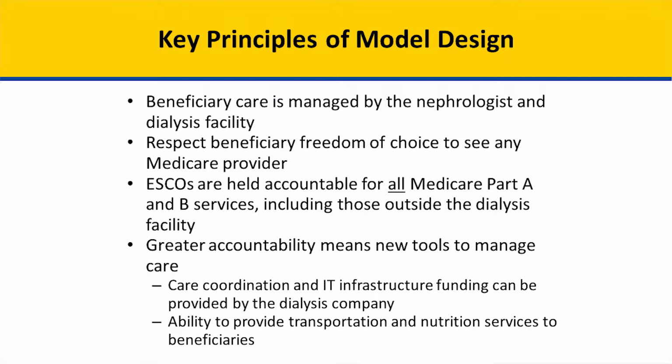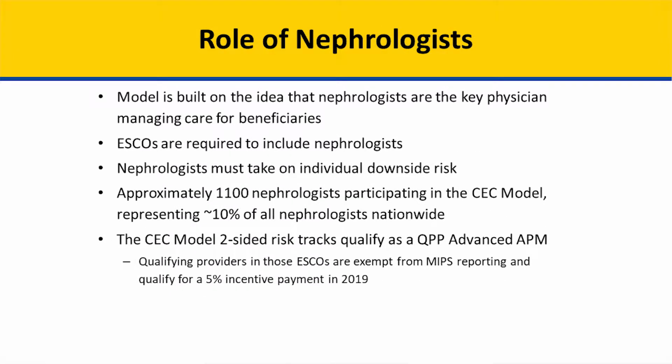Another big principle is that ESCOs are held accountable for all Medicare Part A and B costs, including those outside the dialysis facility. But with that greater accountability for the cost and quality of care, they get some new tools to manage care. Some waivers of the Stark and anti-kickback rules allow the dialysis company to fund greater care coordination and IT infrastructure, as well as the ability to provide greater transportation and nutritional services to beneficiaries. The model is based on the idea that nephrologists are the key physicians managing the care for beneficiaries. So ESCOs are required to include nephrologists, and to help incentivize their role, nephrologists take on individual downside risk. There are approximately 1,100 nephrologists participating in the CEC model, which is about 15% of all nephrologists across the country. So pretty good penetration there.